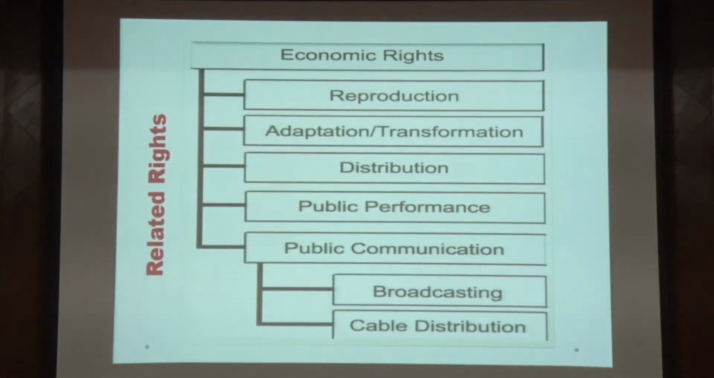So as I said, there are various forms in this bundle of rights. We call them economic rights because from them we earn. It could be any form of translation, distribution, public performance, public communication. So it's a whole lot of bundle. Some are mentioned here, and there are more rights associated with copyright, called related rights.